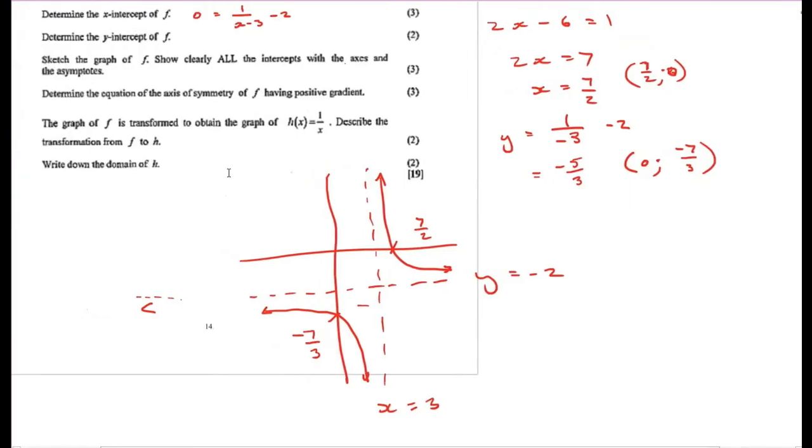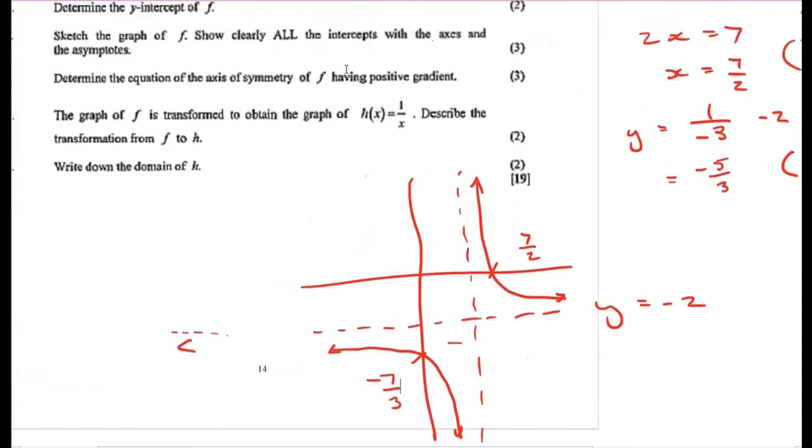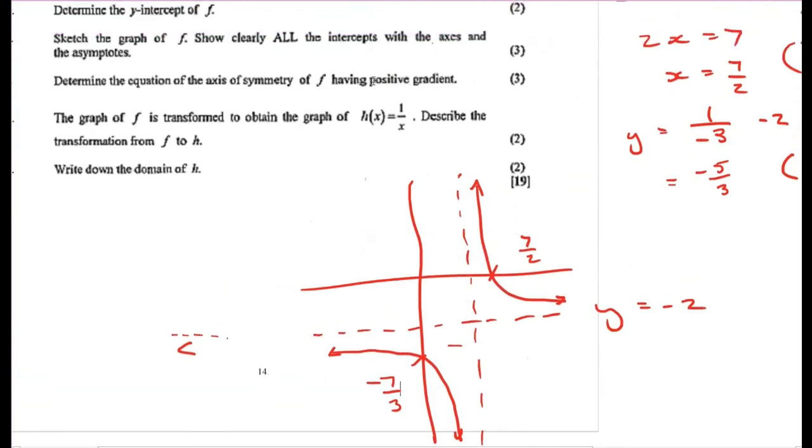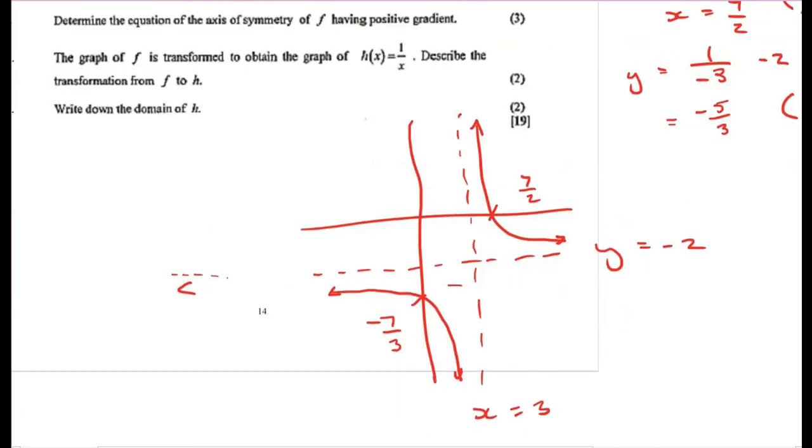All right, great. This next one, right? Determine the axis of symmetry of f having a positive gradient. Okay, great. So again, guys, we've done this before. Here now, my new origin with my axis of symmetry passing through, and that's one of the positive gradients. And again, we know that the gradient doesn't change. All that's happened is that there's been a shift.